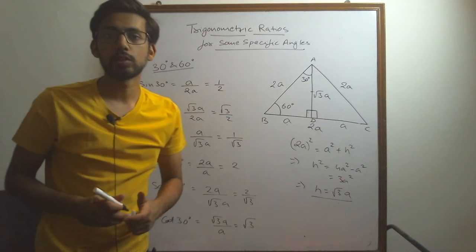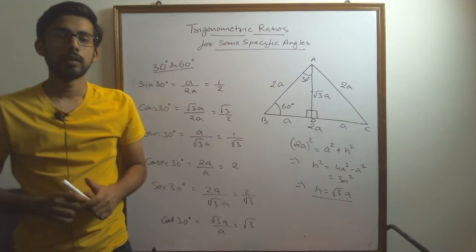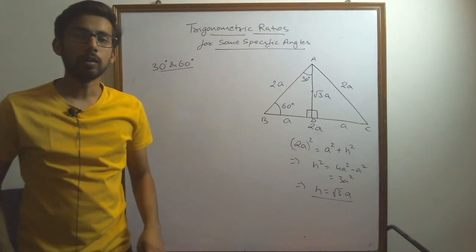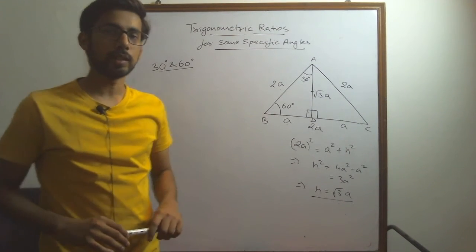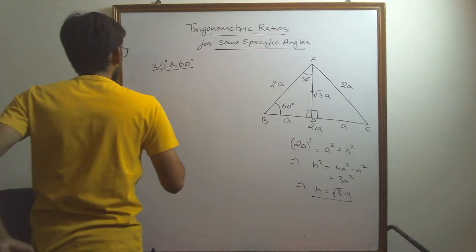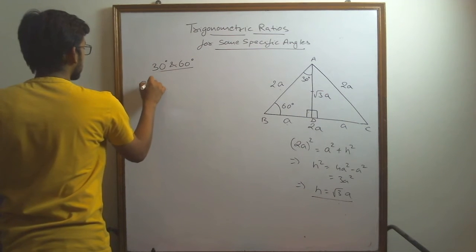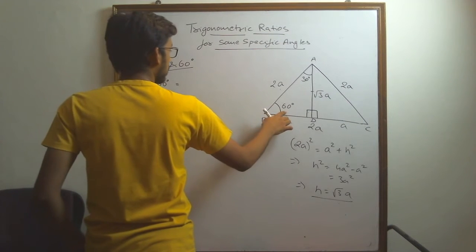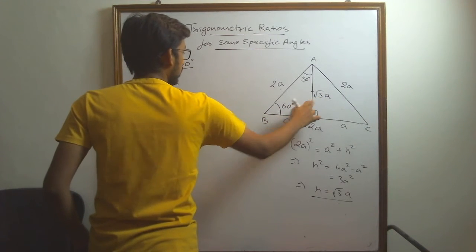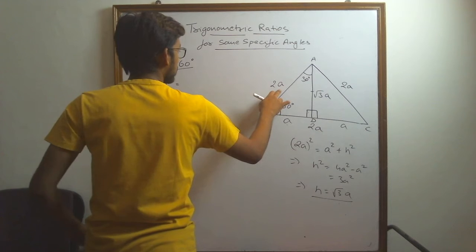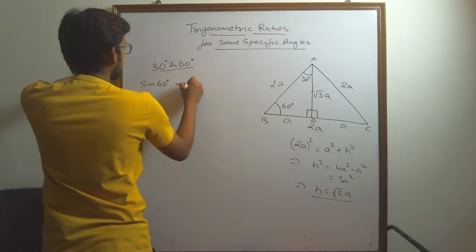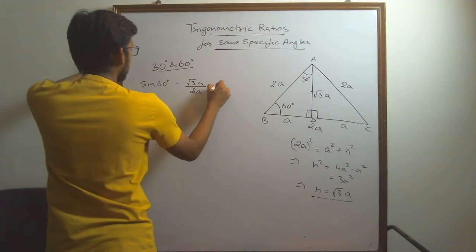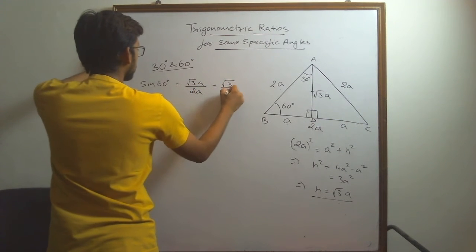So we get the ratios for the angle 30 degree. Now let's look at the ratios for 60 degree or pi by 3 radians. So sine 60. We can look at the same triangle, but this time the angle is this. So opposite is this side, adjacent is this side, hypotenuse is this side. Sine 60 degree will be root 3a, opposite, upon hypotenuse, which is 2a, so root 3 by 2.